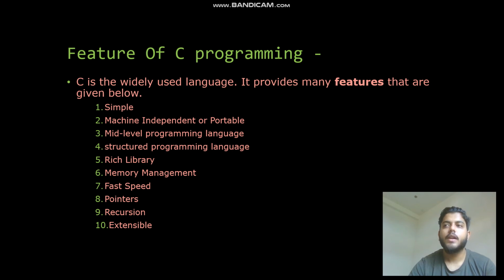Next is recursion. Recursion is something that is self-repeating. Until 0 comes, 5 decreases, just like 5, 4, 3, 2, and this type of functionality is called recursion. And next is extensible. It is also extensible, which is a main important feature of C programming.